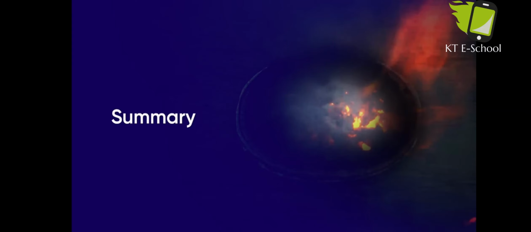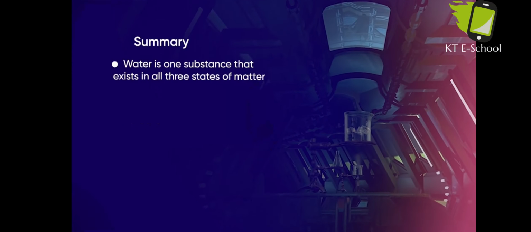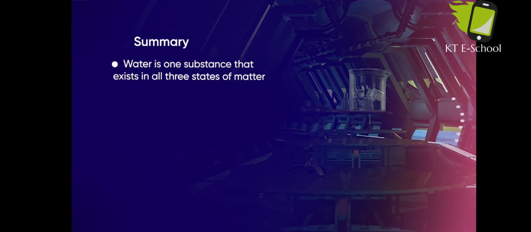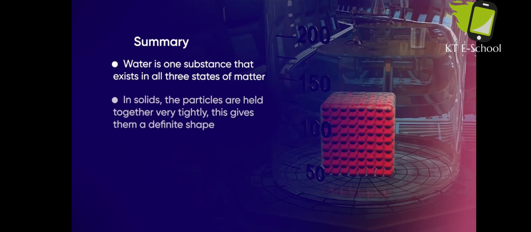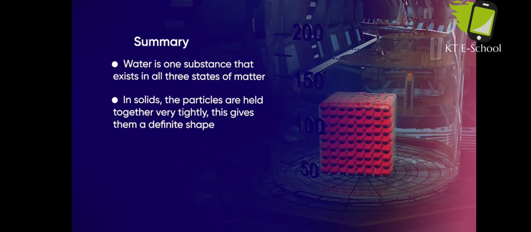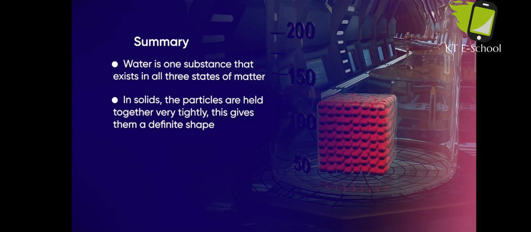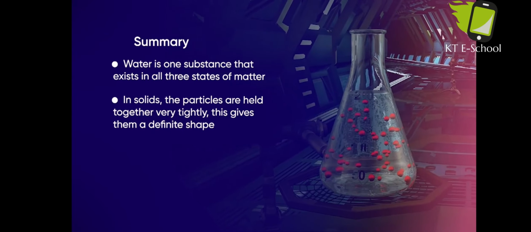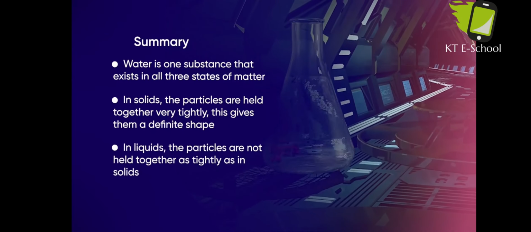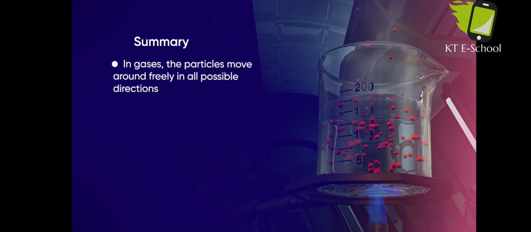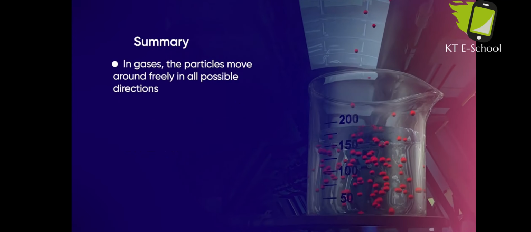To summarize, water is one such substance that you find naturally in all the 3 states. In solids, the particles are held together very tightly. This gives them a definite shape. In liquids, the particles are not held together as tightly as solids, while in gases, the particles move around freely in all possible directions.